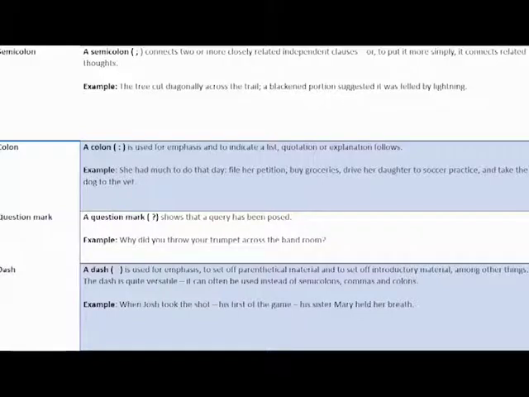For instance, we have a sentence that says, "When George took the shot — first of the game — his sister Mary held her breath." So we use a dash here instead of using commas.